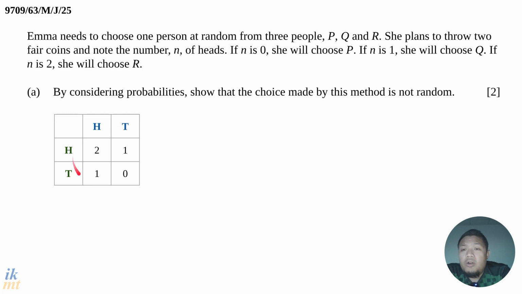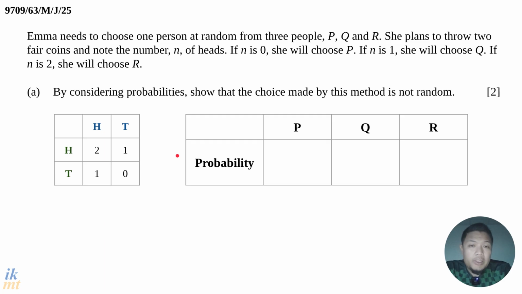So these are all the possible results. In this region you get 2 heads, a head from the first coin and a head from the second coin. This one is when the first coin is a tail but the second is a head, so you get 1 head. And this one is when the first coin is a head and the second coin is a tail, so that's also 1 head. And this one is when you get both tails, so you get 0 heads. Our values of n are listed here.